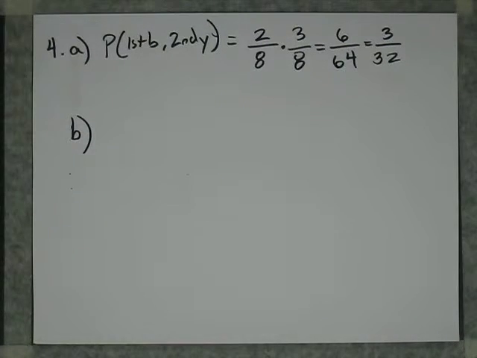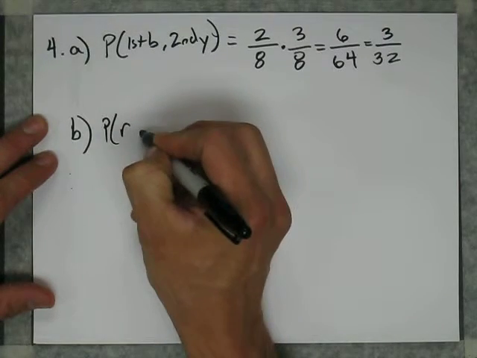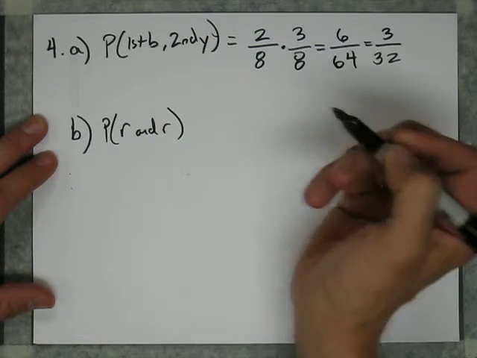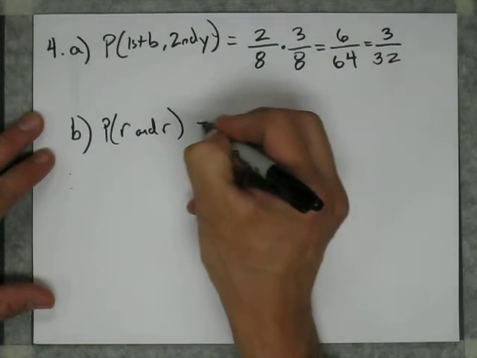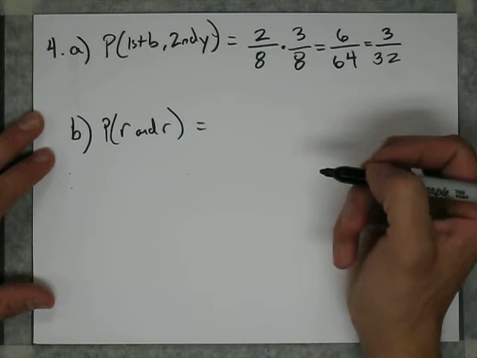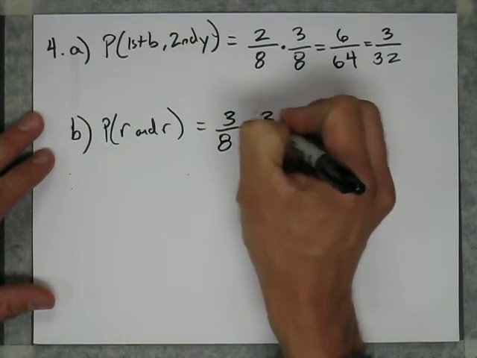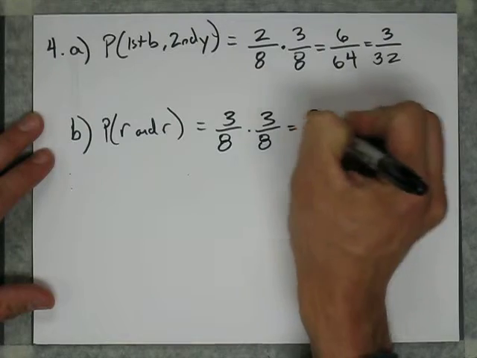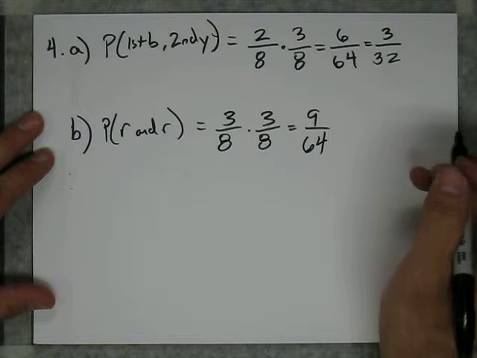Part B. Which one's part B? It says both crayons selected are red, so probability of red and red. Now you're going to return it to the box. So if you're looking for red, there are 3 red, so you go 3 out of 8, you return it to the box, 3 out of 8, and so it's equal to 9 over 64.